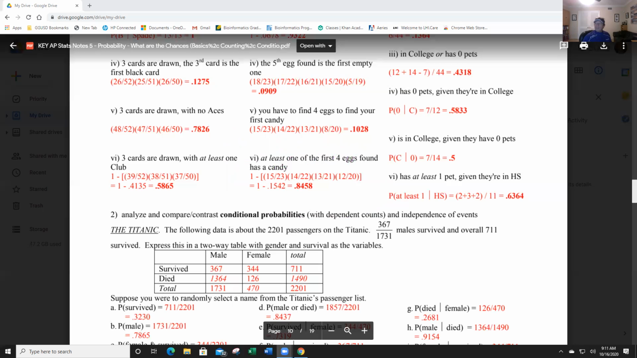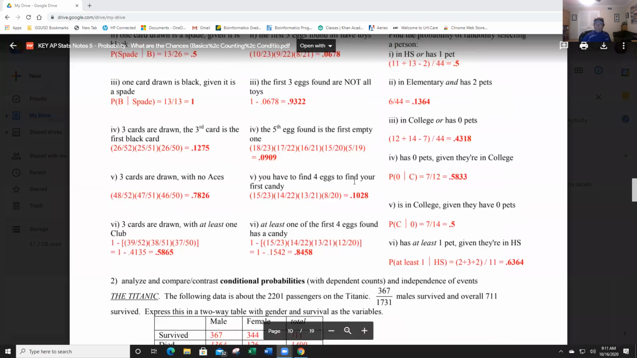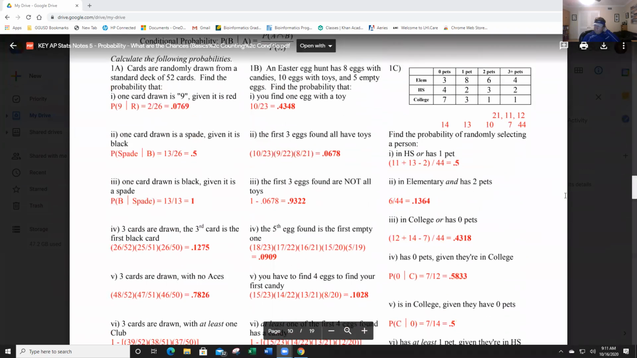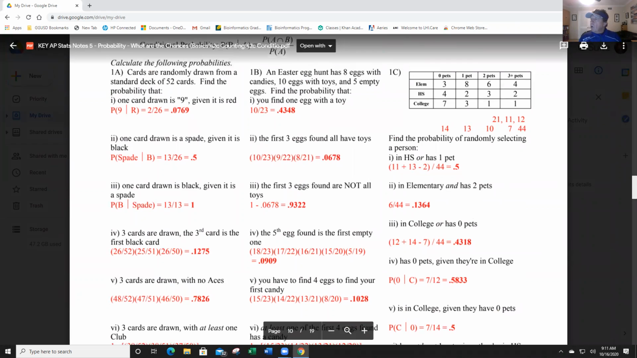All right, next one. This is a cool problem. This is a table, okay? Tables are really great because you can really see the conditional probability really well in a table. Okay, so these numbers, I'm going to write them a little better here. I apologize for where they're written on this, but it's okay. So I'm going to go 14, 13. This is the table totals. 10, 7, 44, 21, 11, and 12. Okay?